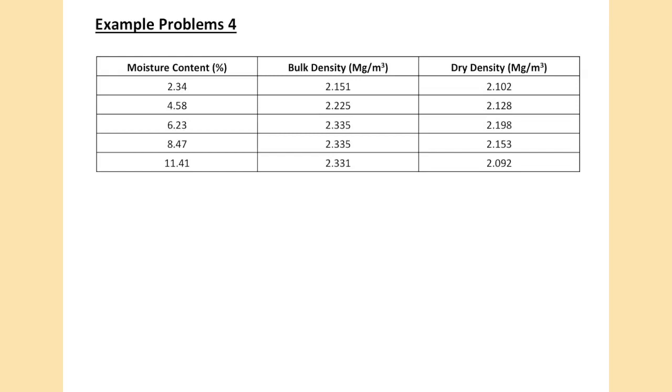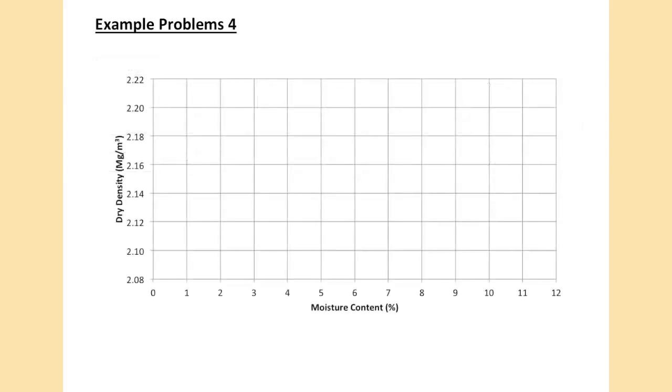After all the tables have been completely filled up, let's plot the graph. First, let's plot the dry density versus moisture content graph. Similar to question 1, the moisture content will be on the x-axis and the dry density on the y-axis. Now, plot the graph based on the values in the table. Draw a line to connect all the points. Again, please remember that the line connecting the points has to be smooth and not a straight line.